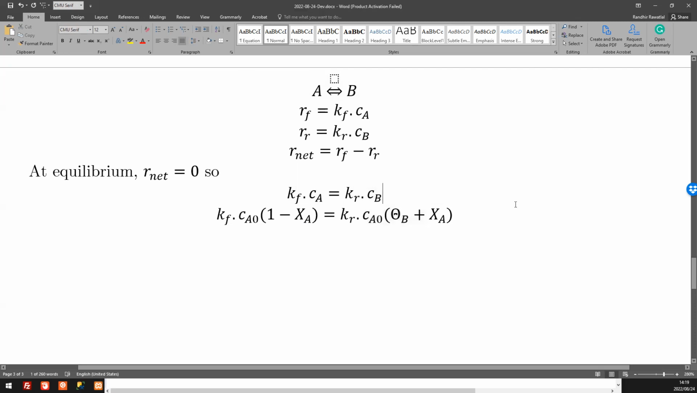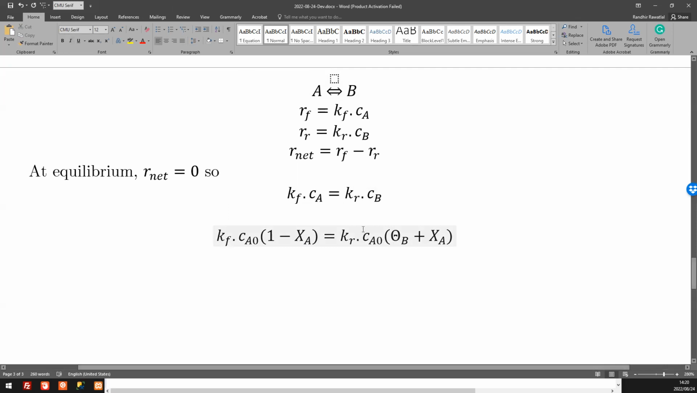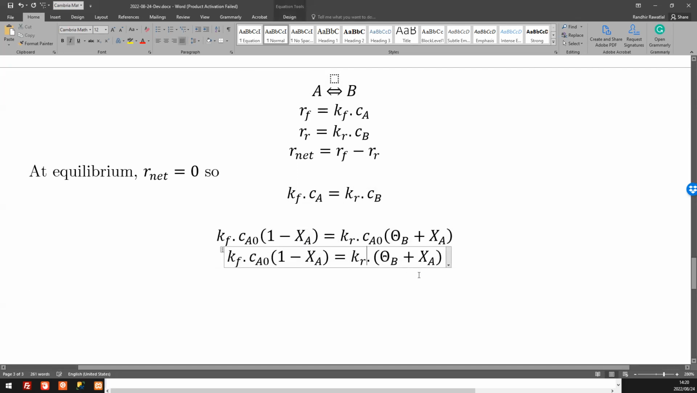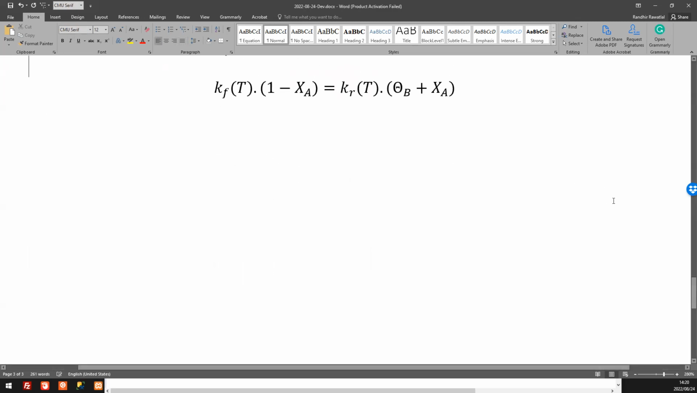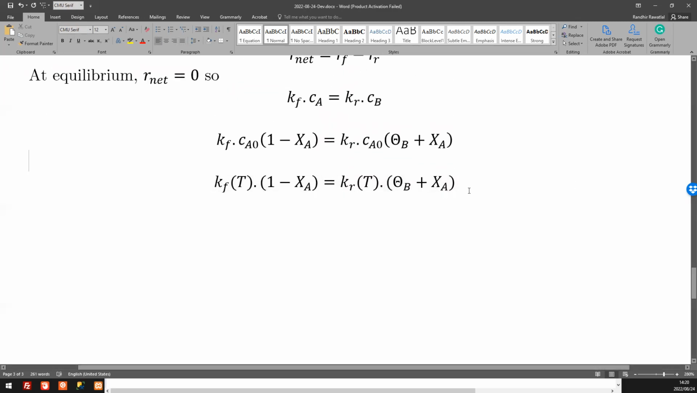And so that's A and B. And then we can see here that the CA naughts can cancel as well. Same thing on both sides. And what we'd like to do is acknowledge that KF is a function of temperature and KR is also a function of temperature. So that's all true. And now we can rewrite this in the Arrhenius form.